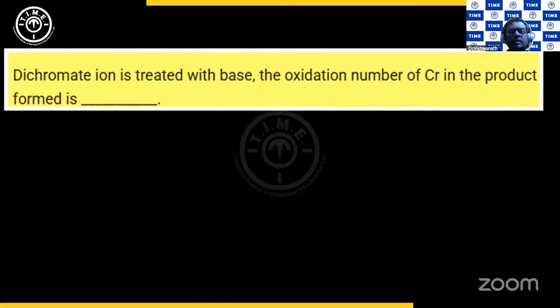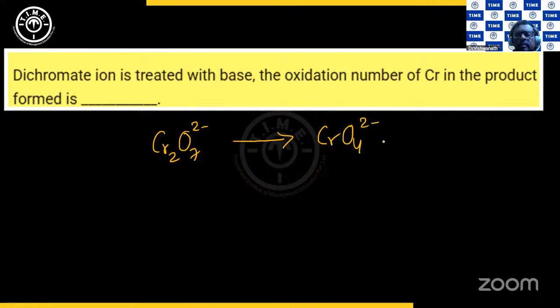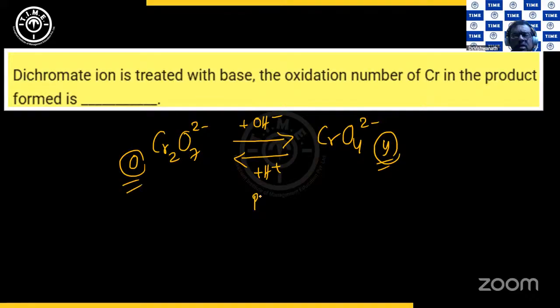Dichromate ion is treated with base, and what will be the oxidation number of chromium in the product formed? Dichromate ion is Cr2O7 2 minus. When you add base, it will turn into CrO4 2 minus. This is yellow in color and that is orange. In fact, this reaction is reversible. So when you add OH minus, it will turn into that. When you add H plus, that will turn back into this. So orange to yellow, yellow to orange can happen, right, with a change in pH.